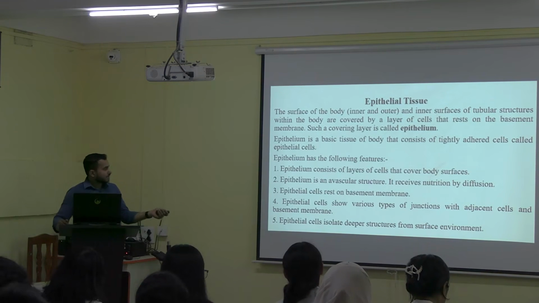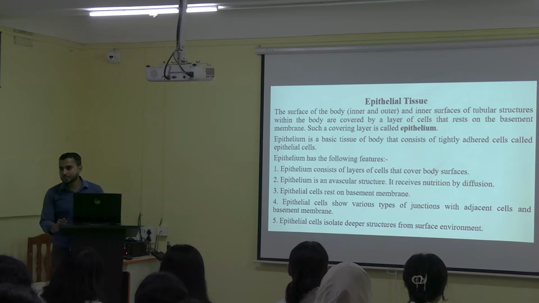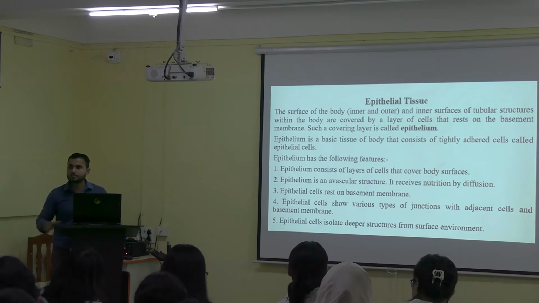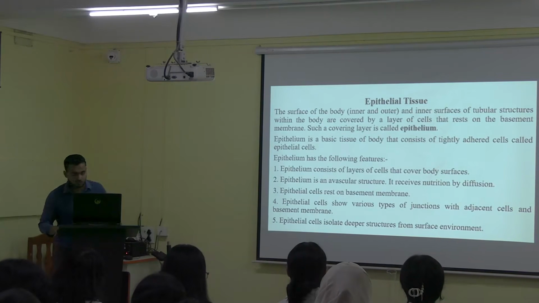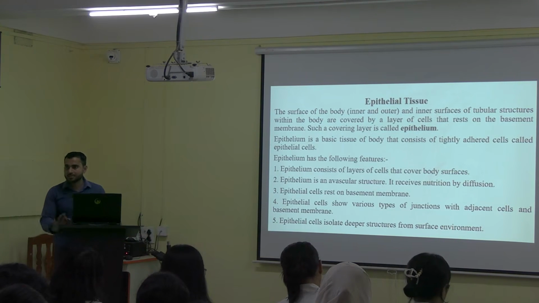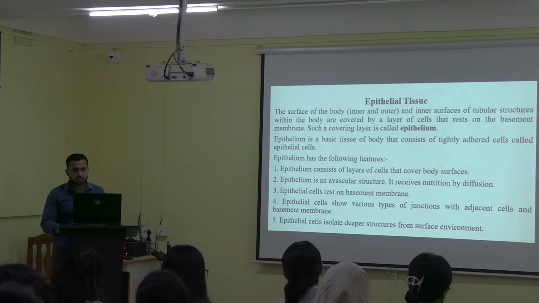Next, the epithelial cell, as I said, is resting on a basement membrane. Then the epithelial cell shows various types of junctions with adjacent cells. That means in between the cells, gaps are not there. Intercellular junctions are present. Depending on the types of epithelium, different types of junctions are present. Next, epithelial cells isolate the deeper structure from the surface environment. For example, skin separates the deeper structure from the external environment. So these are some important features.